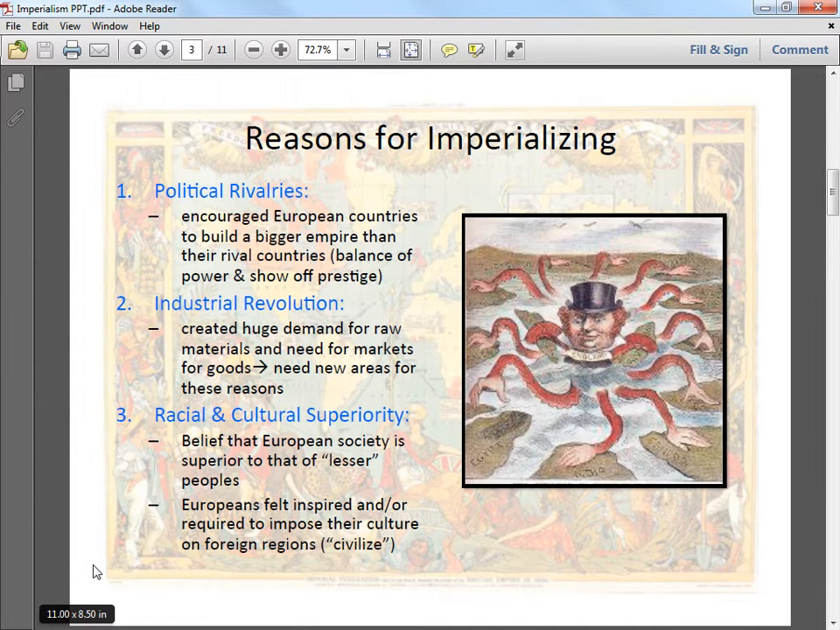Europeans believed that they were superior to every other group of people on Earth. They believed everybody else was less than them. Europeans believed that it was their role, ordained by God, to bring culture, to bring civilization, to bring Christianity to the rest of the world. So three reasons why Europeans imperialize. Rivalries, the Industrial Revolution allowed them to be able to, and explains why they want to, and third, racial and cultural superiority.